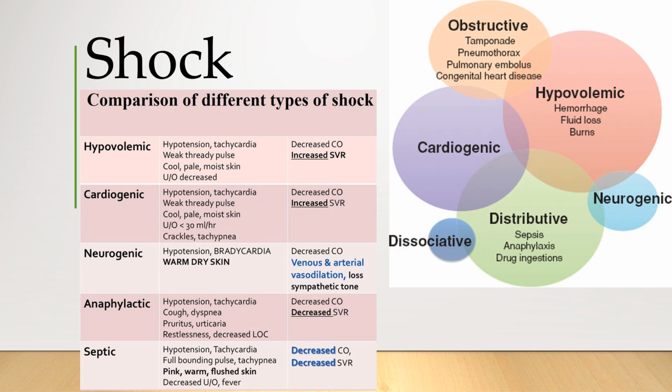Cardiogenic shock. We're going to be watching the kidneys. They're going to be hypotensive as well, tachycardic as well. So watching the kidneys is going to be key for cardiogenic shock.